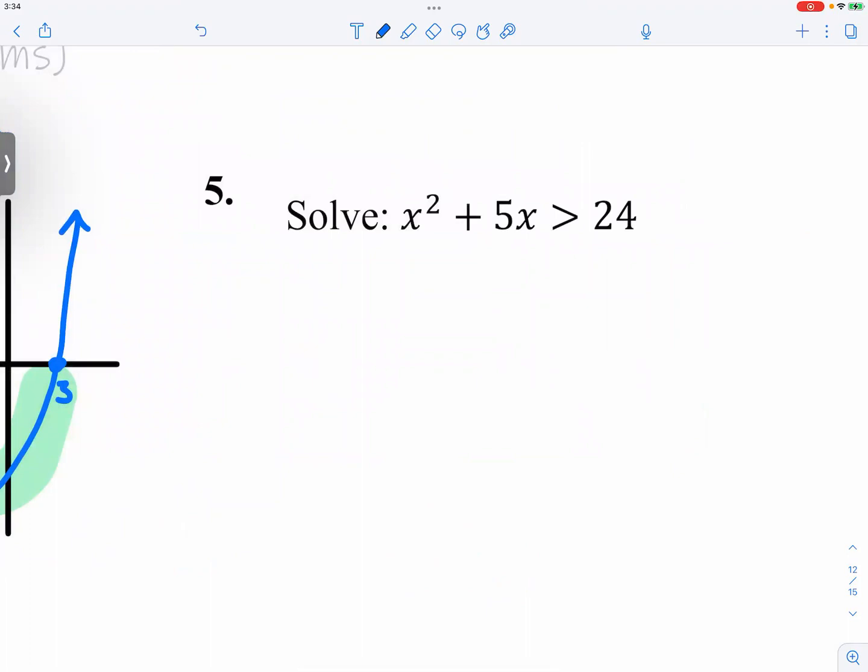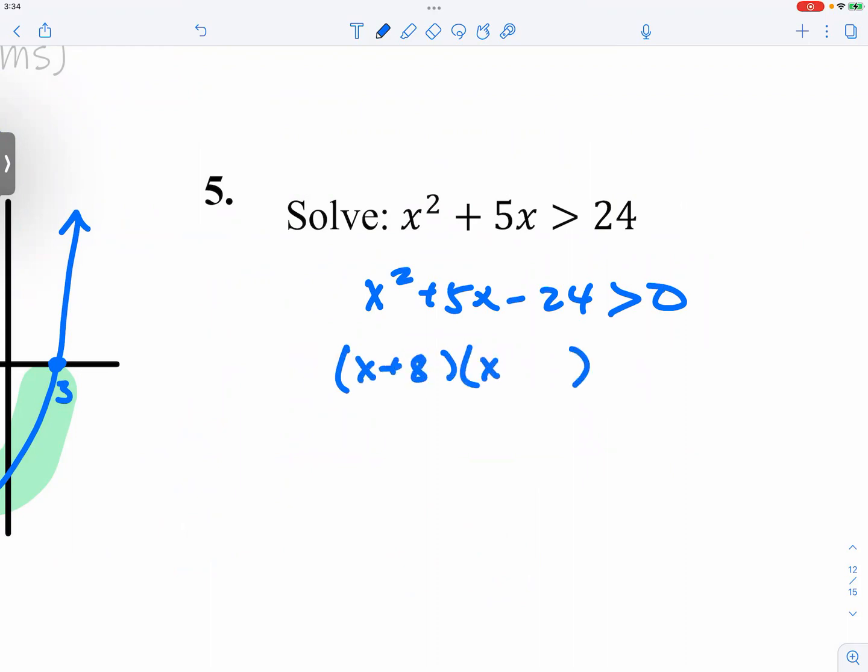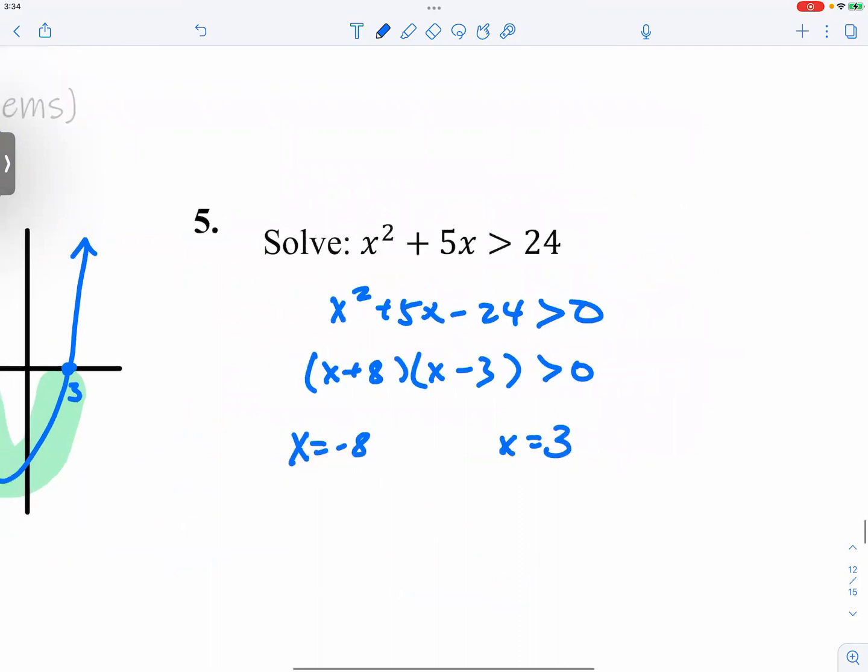Okay, and number 5 is very similar as well. The thing about number 5 is that you've got to move the 24 over. You have to subtract 24 to get the 24 over. So we have this, and hopefully your brain again did the easy work, which is to factor. So x is equal to -8, x is equal to 3. Those are your roots.